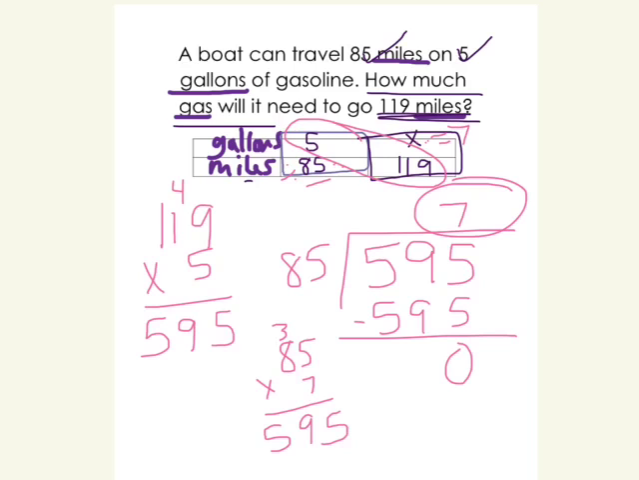X equals 7. Now, I always check my work. If I know that these cross products right here equaled 595, I then check 85 times 7. If that equals 595, which it does, then my cross products are equal and my problem is correct. X equals 7 for this problem.